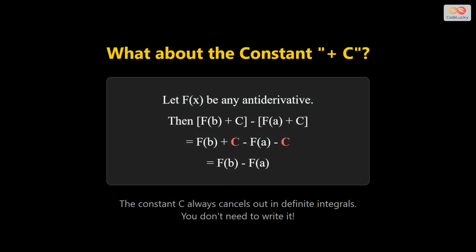You might be wondering, what happened to the constant of integration plus c? If we included it, we would have c in the first term and c in the second term. When we subtract, c minus c becomes 0. Therefore, for definite integrals, we can safely ignore the constant plus c.